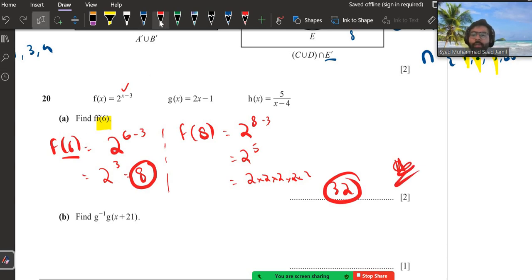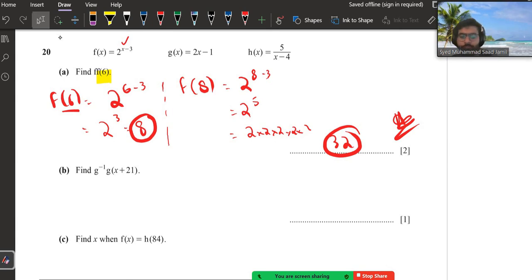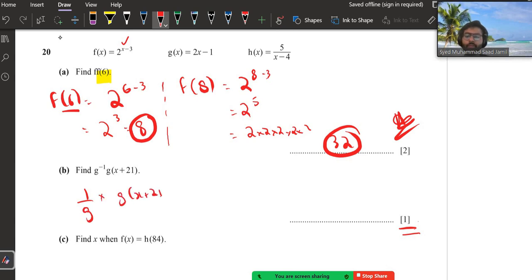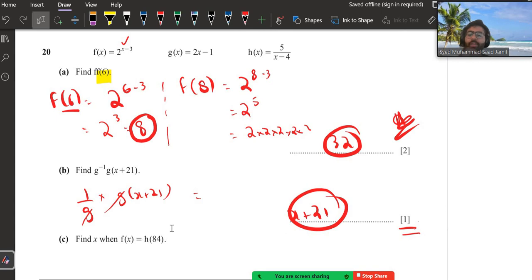Moving on to the second part, it says find g inverse of g of x plus 21. There's a way to find g inverse, f inverse, there's a way to find inverse, but look at the marks, it's just 1. So you will do it like this. g inverse, I can write it down as 1 upon g multiplied by g of x plus 21. g cancels out, the final answer is going to be x plus 21. Now, find x when f of x is h of 84. Let's first find h of 84.